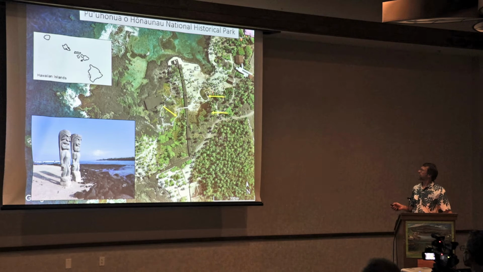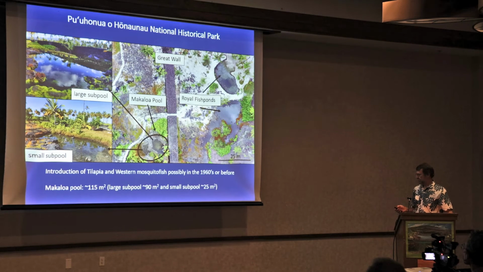This is the royal grounds, and this is the wall that separates the uhonua, or the place of refuge, which provided protection for folks during kind of warring times. And these yellow arrows point to 2 small fish ponds, and this is our study site, and I want to look at that a little bit closer. And again, these are the 2 royal fish ponds. They're on the royal grounds.